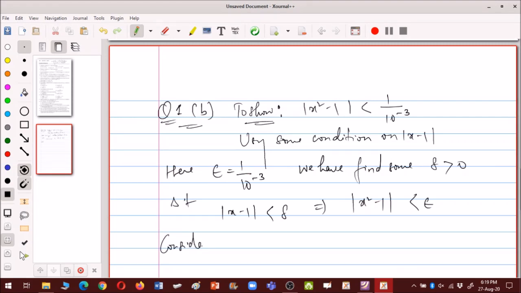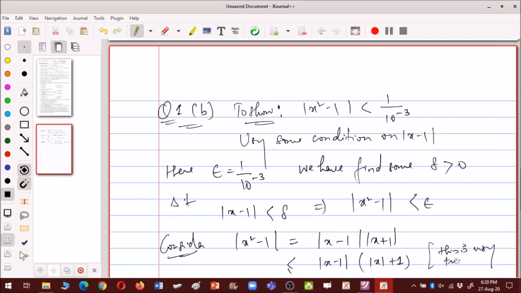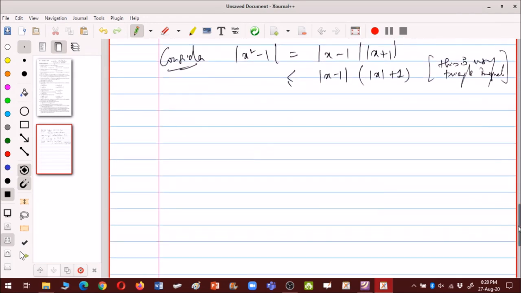So consider |x² - 1|. Using the formula a² - b² = (a - b)(a + b), I can express x² - 1 in terms of this. Now using the triangle inequality, I can write it as |x - 1| times |x + 1| is less than or equal to |x - 1| times (|x| + 1). Fine. So now if I can find some number greater than this, then I will be able to solve.